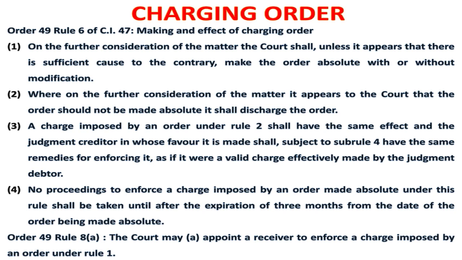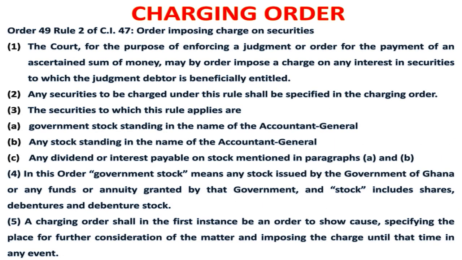So, to realize the charge, I won't go and install it myself. The law says that a receiver may be appointed that will carry out the realization of the security. What are the categories of properties that we can create a charge over? Is it only over land that we can create a charge over? Interestingly, Order 49 Rule 2 provides that it's not only land that we can create a charge over.